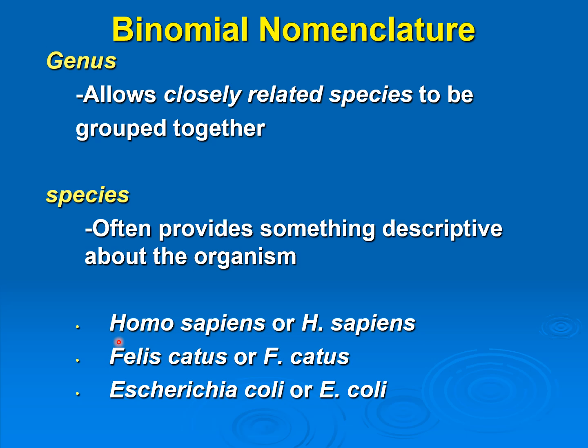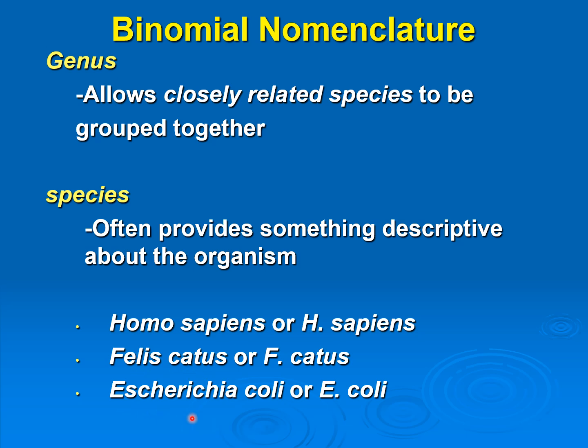So for example, the scientific name for humans is Homo sapiens, and it literally means wise man. Sometimes I kind of wonder if we're really that wise, but that's what it means. And if you want to abbreviate it, you can abbreviate the genus name, and then they'll just spell out the species name. And then Felis catus, that is the domestic cat, so your pet cats.